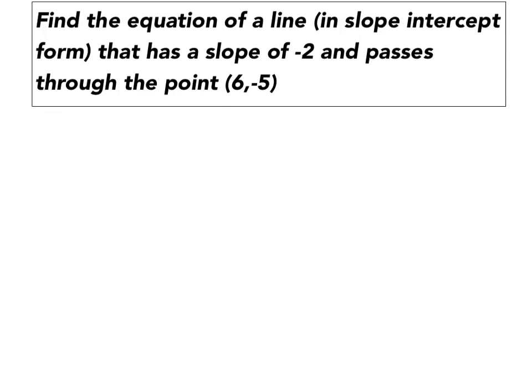On this example then, we're trying to write the equation of the line, and it does say to put it in slope-intercept form. So my final answer will be in that form, but that's not necessarily where I start. It tells me that the line has a slope of -2, and it passes through the point (6, -5). So this is a perfect example because they give us the point that it goes through, and they give us the slope. So those are the two things we need to use this point-slope form.